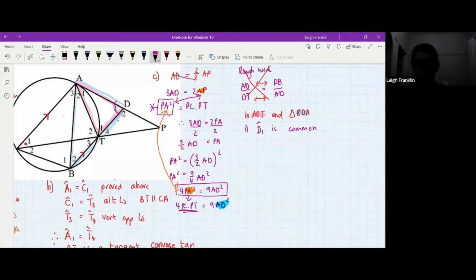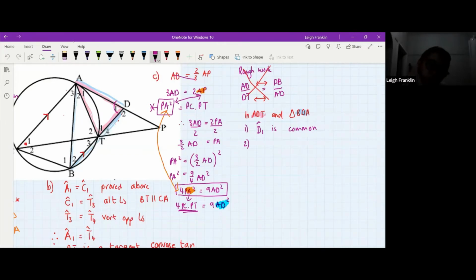Common. Now we can see that D1 is in both. What else have we got?